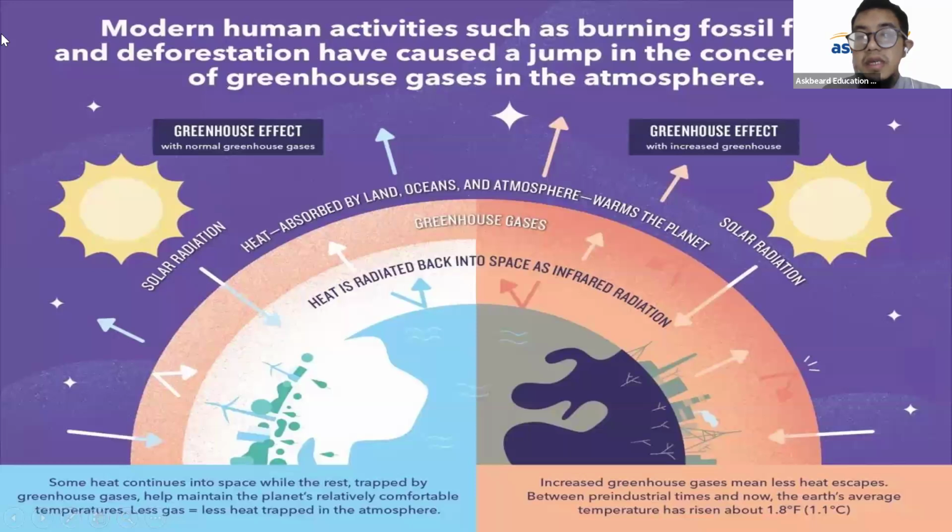This is the mechanism of how greenhouse gases trap solar radiation. As we know, the solar radiation that enters our atmosphere is absorbed by the Earth's surface. There are many types of land cover, such as forest, settlements, water bodies, and many others.